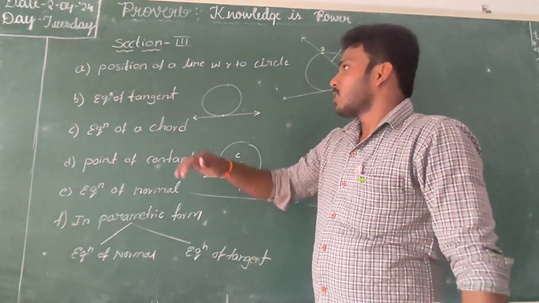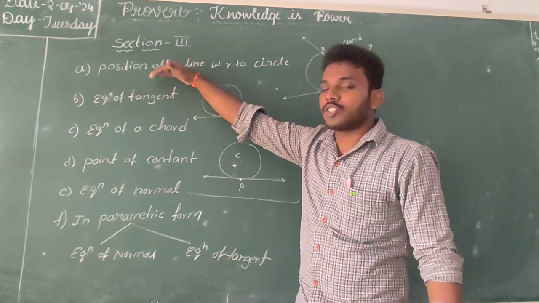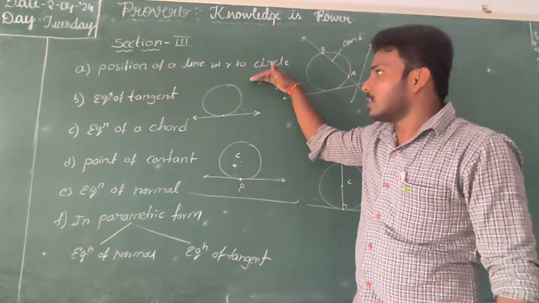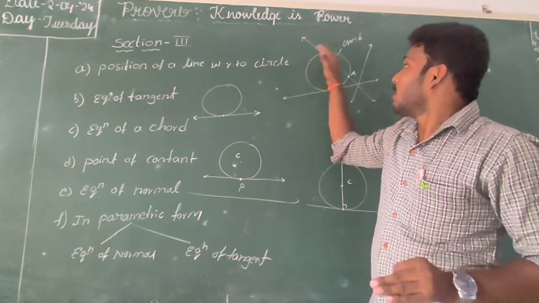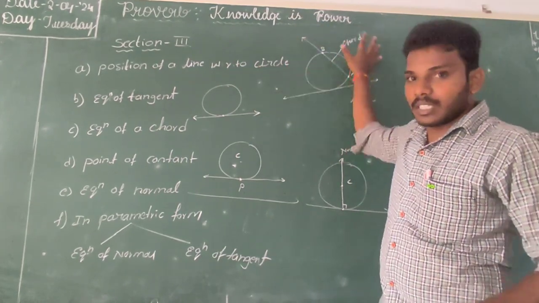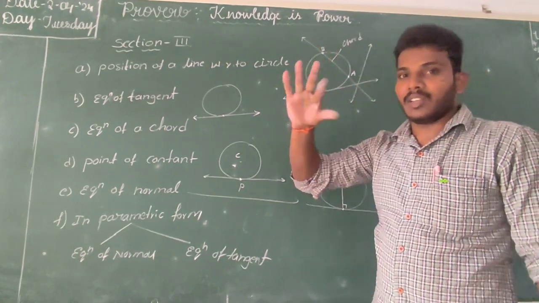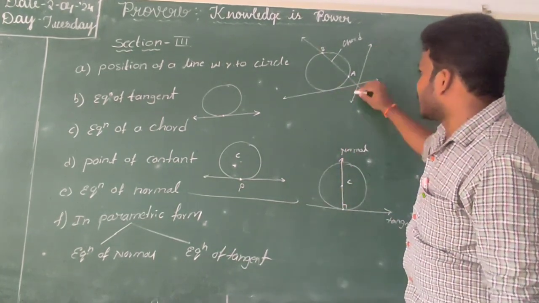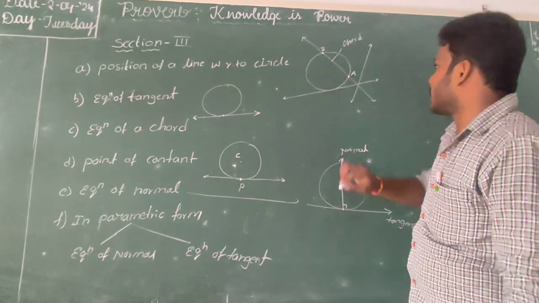Have you seen once again? Based on this point, position of a line with respect to circle is the thing. So we have three ways, out of 3 things. The line circle combination, we have 3 things. One is the line does not touch the circle, is the one possibility.